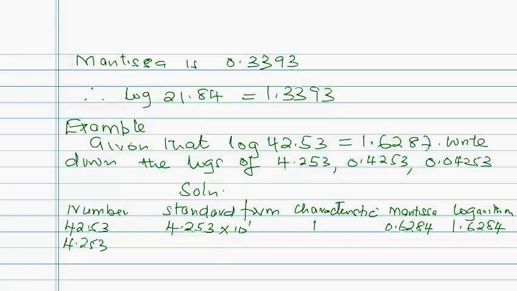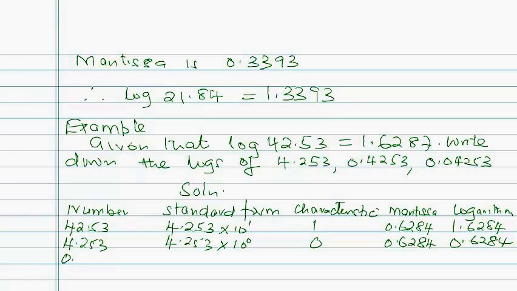If it is the second case there, whereby we need now to find the logarithm of 4.253, we can write this one in the form 4.253 times 10 to power 0, meaning the characteristic is 0, the Mantissa is the same 0.6284, implying now the logarithm is 0.6284.